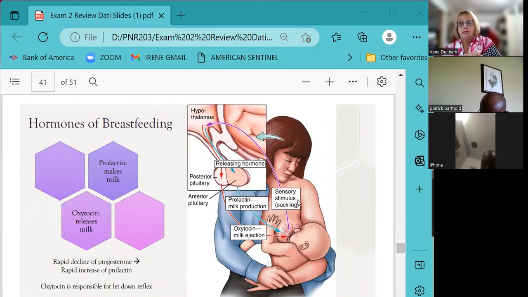And then oxytocin releases the milk. And that's the same oxytocin produced by the pituitary that was very instrumental in getting that uterus to contract. So again, it is doing its work. So now it's contracting in the breast to release the milk. Okay, so that's how it works.